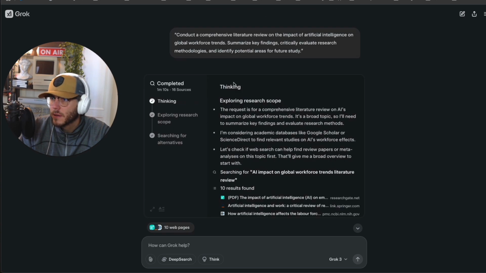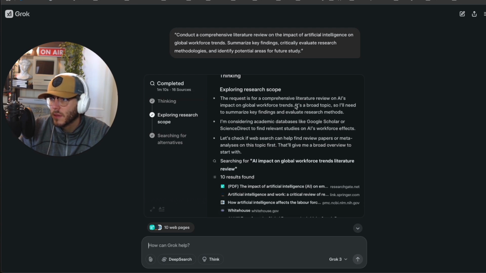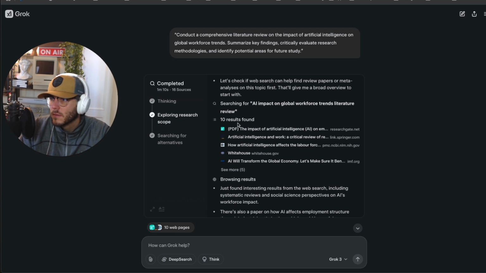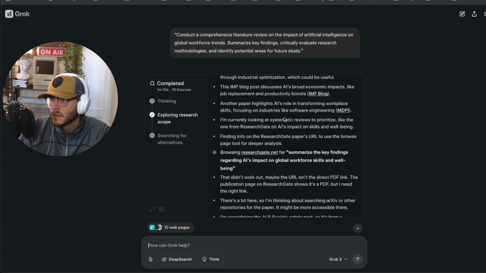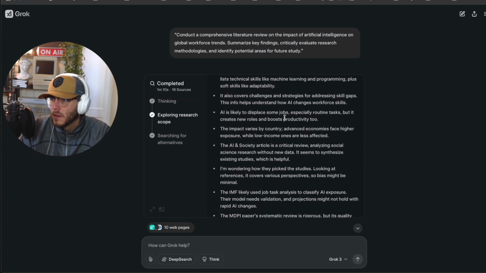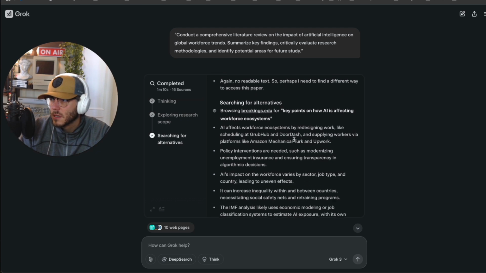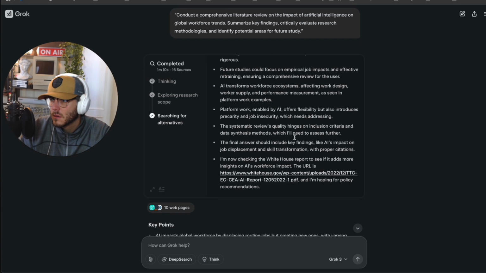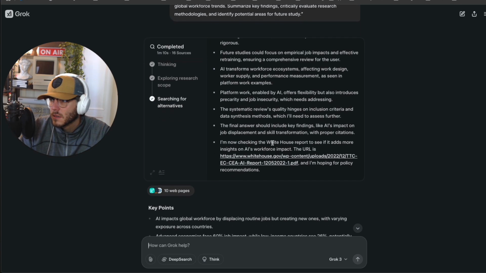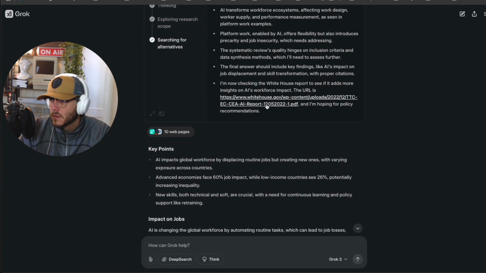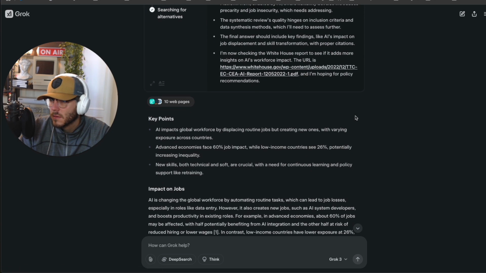All right, so with Grok 3, you can see here, it took a minute and 10 seconds, went through 16 sources, it went through a thinking phase, so explored the research scope. It found some initial results. It browsed the results here, and then it looks like it searched for alternatives on brookings.edu. Looks like it also checked the recent White House report for the US here on whitehouse.gov.